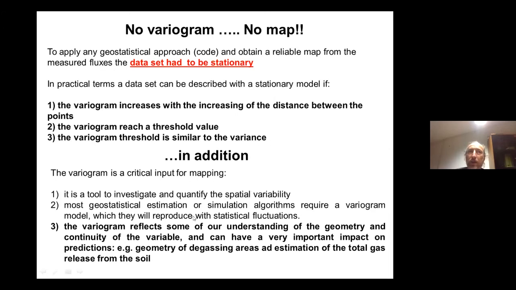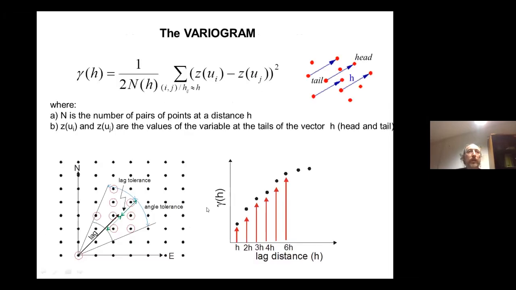In addition, the variogram also tells us some important features of the spatial distribution of our data. So what is the variogram? The variogram is a function that measures how different two measurements, two flux values, are when they are separated by a certain distance. And what we need to have is that the difference between the values increases with the distance of separation between the samples.